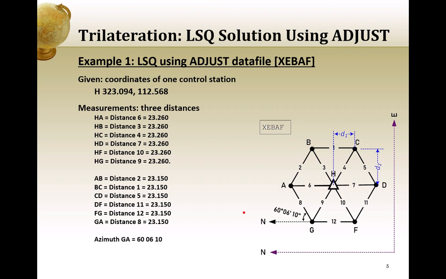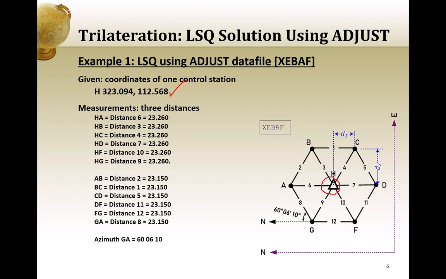To start with this example, what do we have? This is point H, which is a control point. We have its coordinates. What did we measure? We measured all the sides. And here this is a regular hexagon, all the sides are equal, and that's why we can use some symmetry in finding the initial approximations of the coordinates of the points.